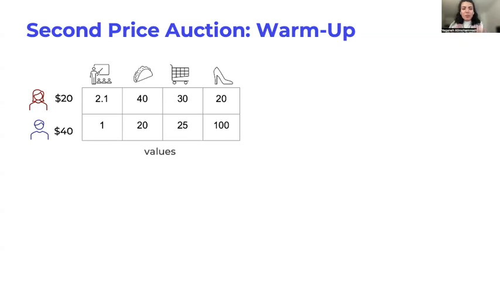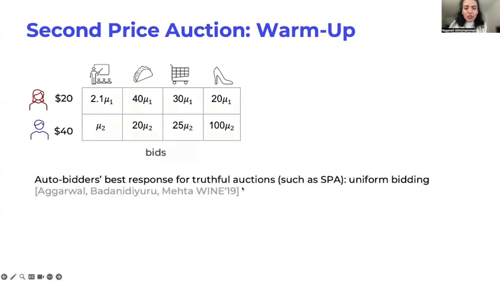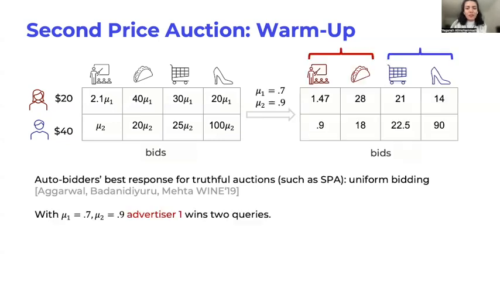Now let's see how the auto bidding works here. In general, it might be a very hard problem to find different kinds of bids for all these advertisers. But previous works show that for general truthful auctions, the auto bidders' optimal bidding strategy is uniform bidding, meaning that for each advertiser, there is a multiplier, and the bid of the auto bidder is just the product of that multiplier times the actual value, which is shown here in this table. Then for each advertiser, we just have one variable that we have to optimize. And that's an easier problem, which I've done for you, which leads to this equilibrium where the first advertiser gets 2 queries and the second advertiser gets the other 2 queries.